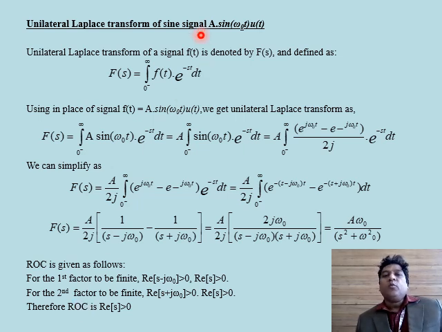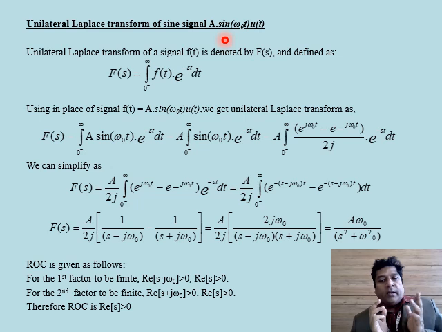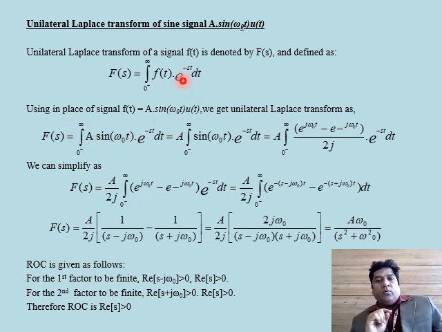Now using the two previous problems, we can calculate the unilateral Laplace transform of the function A sine omega naught t u of t. Now we are going to substitute this signal into the Laplace transform formula, and then we are going to get the integral 0 to infinity A sine omega naught t, and of course u of t is 1, into e power minus st dt.